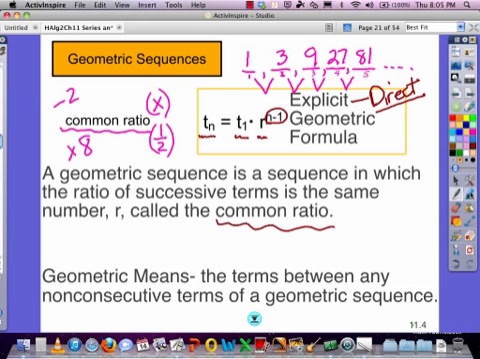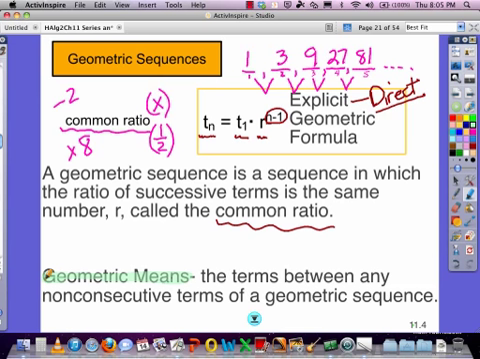Now, look at the remaining ones here. The remaining notes say we have a geometric mean. Now, look at that. Read that definition. The terms between any non-consecutive terms of a geometric sequence. So let's just put it in perspective. The terms, those are the individual numbers, between any non-consecutive. We know consecutive means one right after the other. So in my list up top, if I said I was starting with the number 1, and then I went to 9, the term of 3 would be considered an arithmetic mean.